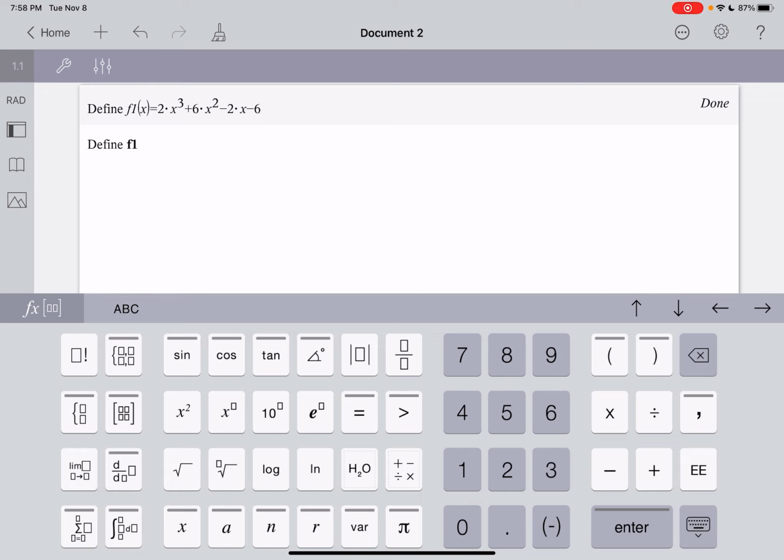So f1 of x, here we go, is equal to, all right, we had a negative x to the 4th power. Got it. And then a minus 5x to the 3rd, okay, and a minus 2x squared, and then followed by a plus 8x. Oh, I forgot to hit an arrow to get out of that, darn it. 5x to the 3rd power, there we go. Try it again. Minus 2x squared and a plus 8x. Okay, that is what this function should look like. So let me hit enter now.